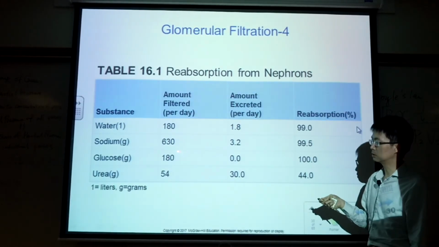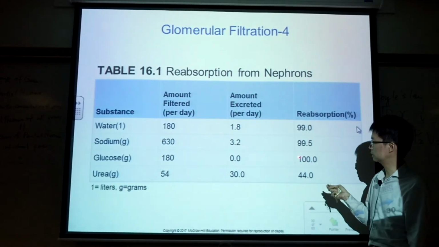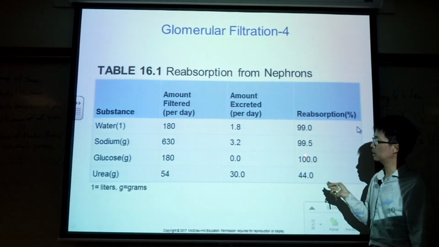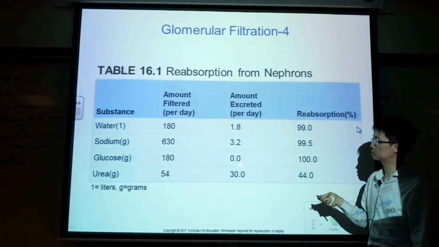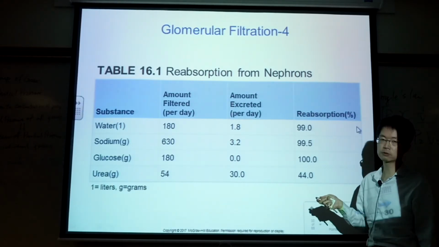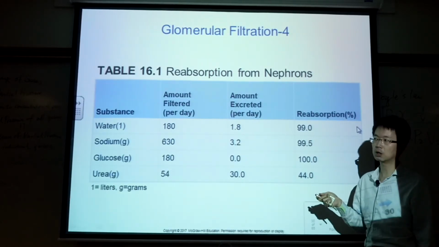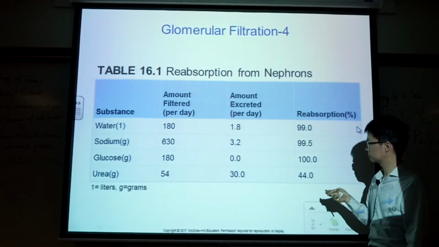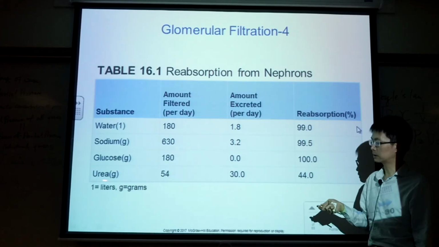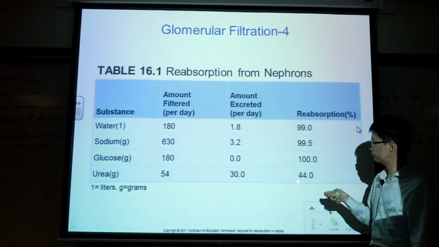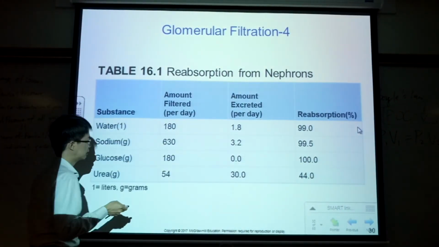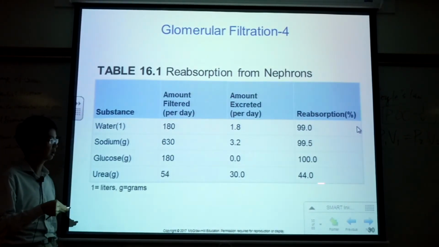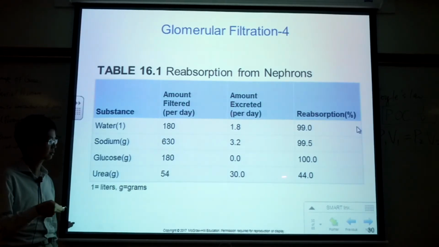And then glucose, again, it is not just 99%, it is 100%. 100% will be reabsorbed so that you don't have any glucose secreted in the urine, because if you have glucose in the urine, that means you are diabetic. And then urea, which is a metabolic waste, you can see that only 44% of the urea is being absorbed.